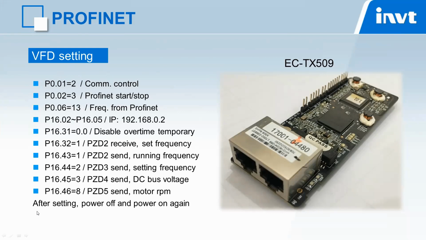This is the inverter setting. Before we use Profinet, we need to set the following. First is P0.01 equals 2. This is the communication control. P0.02 equals 3. It's the Profinet control for start-stop. P0.06 equals 13. This is the frequency channel. We select Profinet.